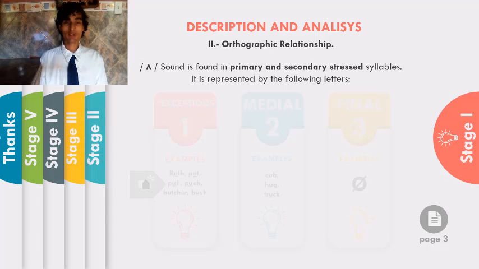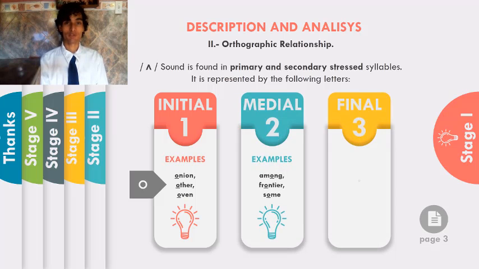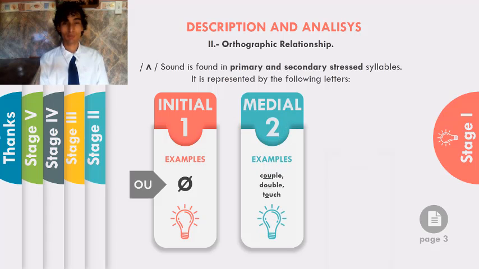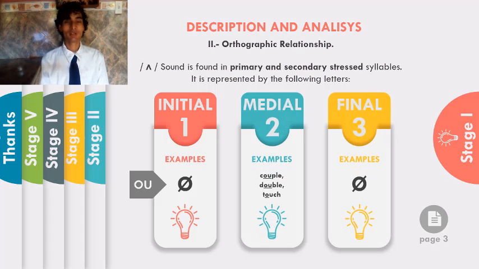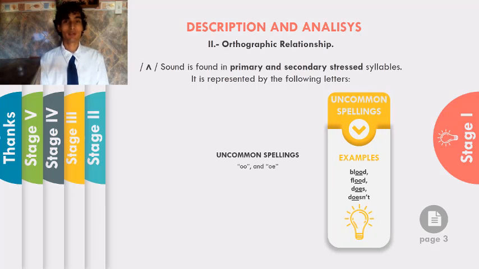With letter O in initial position, we can find it in words like onion, other, and oven. With letter O in medial position, we can find it in words like among, frontier, and some. With letters O and U, we cannot find it in initial and final position, but we can find it in the medial position in words like couple, double, and touch. Some uncommon spellings in which we can find this sound would be letters double O, as in the words blood and flood, and the letters O and E as in does and doesn't.